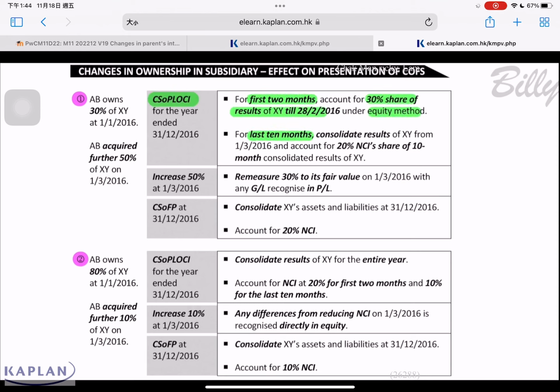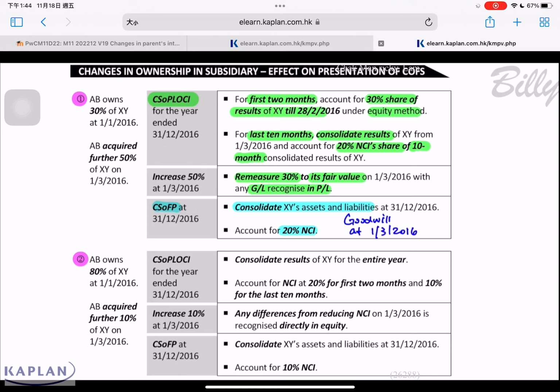From the remaining 10 months, we have to consolidate 100%, then we let NCI share. On the day when there's a gain of control, we must remeasure the 30% to fair value, any gain or loss reported in P&L. This is in the profit and loss. In the balance sheet, at the year end, we have to consolidate 100% assets liability, then we must let NCI share. Calculate goodwill on the day obtained control, 1st March 2016.